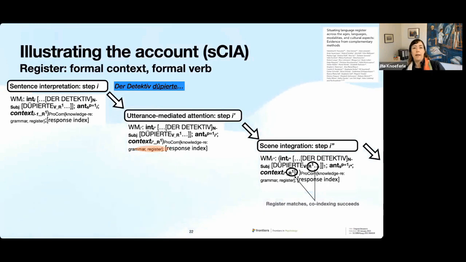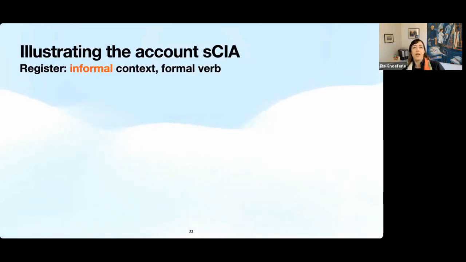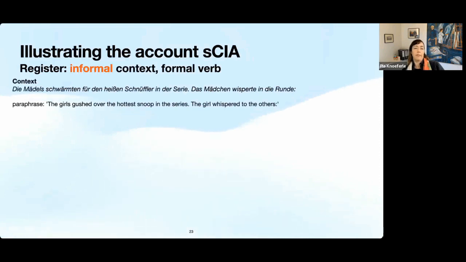All right. What about a change in the context? What if the context is informal, and you've got paraphrased here, "The girls gushed over the hottest snoop in the series," the girl whispered to the others. So this is still setting up a context for a sentence like "the detective duped" that we saw before, but it's a very different context, right? And it's been rated as much less formal in a pretest. So you've got girls, yeah.